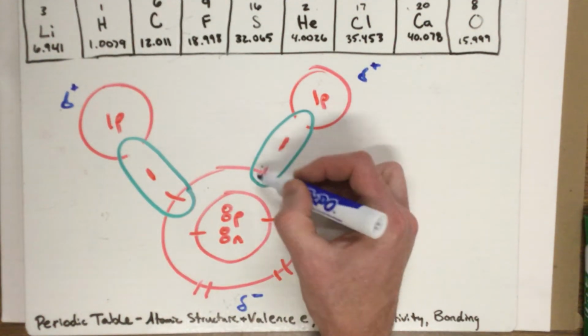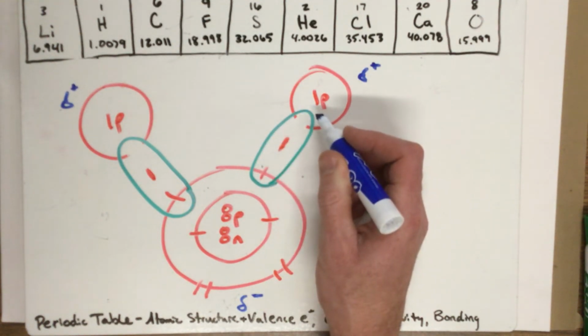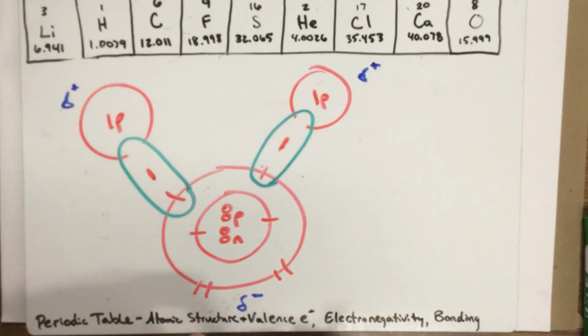So this is called a covalent bond, sure, but it's called a polar covalent bond. And what does that do? Well, it means that this side, the side where the electrons are going to spend more time, is going to be partially negative. The other side is going to be partially positive.